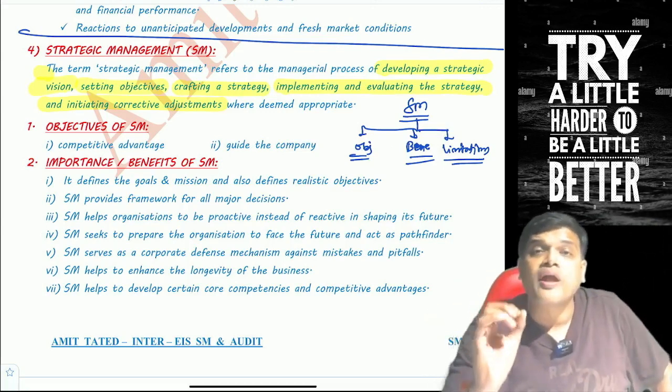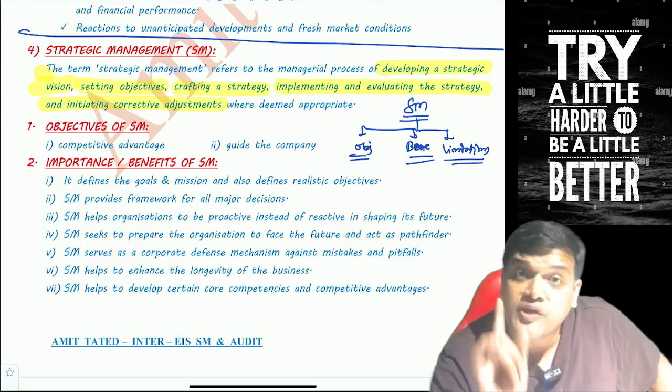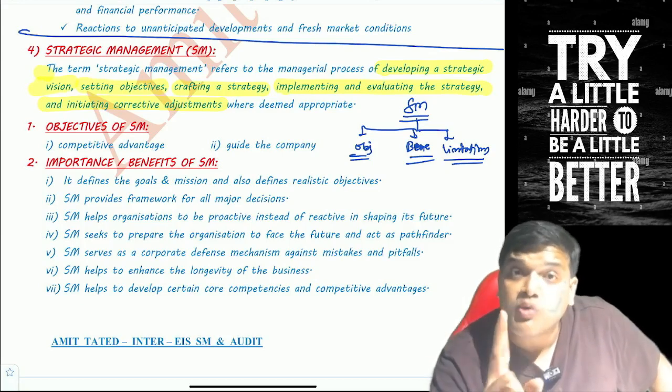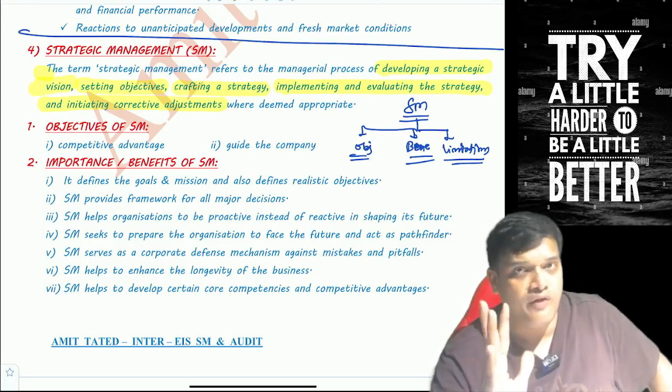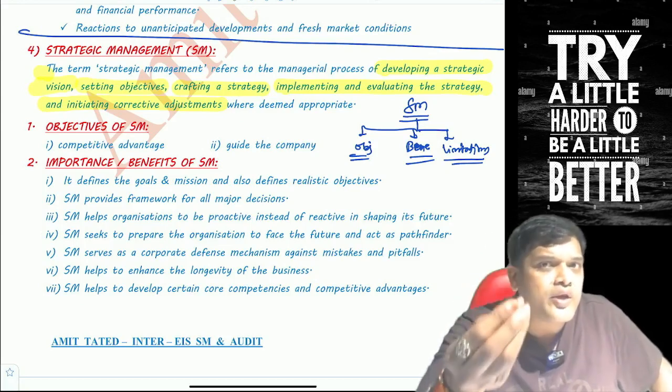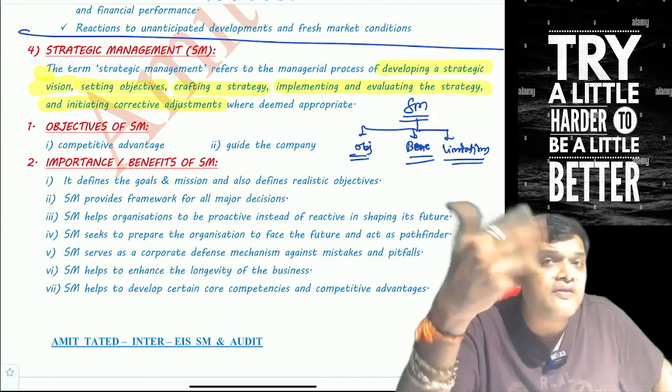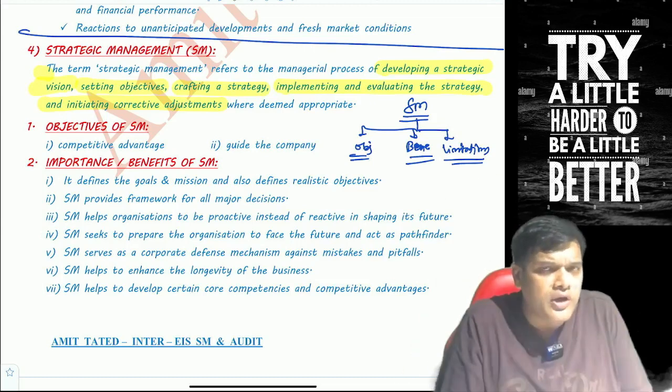It means what? First, Amit Tated is having vision. Second, Amit Tated is having objective. Third, Amit Tated is setting strategy. Fourth, Amit Tated is implementing strategy. And fifth concept is Amit Tated initiating corrective actions after evaluating a strategy, whether strategy is correct or not. Okay, so point to be noted, these are the 5 things.